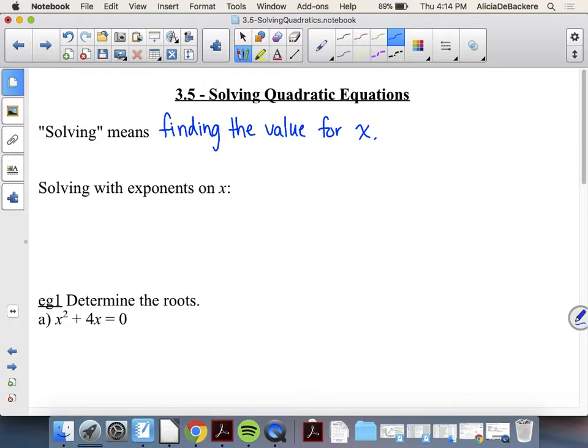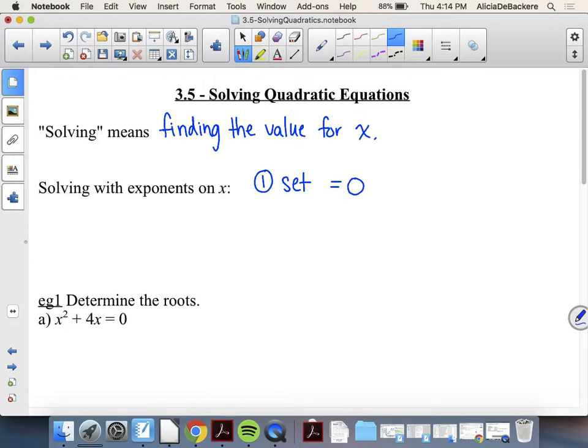Now when you were in grade 9 and you were solving equations, there was no exponent on the x. So we moved the numbers to the one side and the x's to the other, and that told us the value for the x. But when I'm solving and there's an exponent on the x, I go through some different steps. So you might remember this from last year. The first step is always to set one side of the equation equal to 0. I always have to start that way.